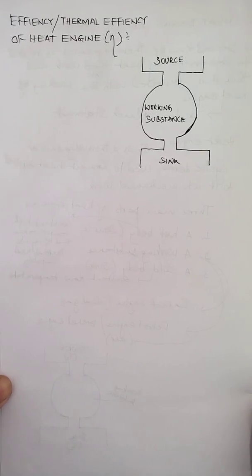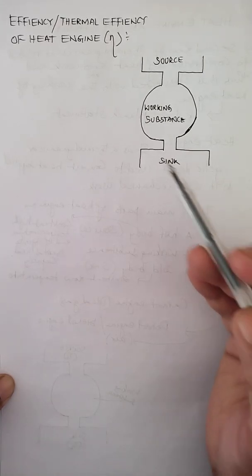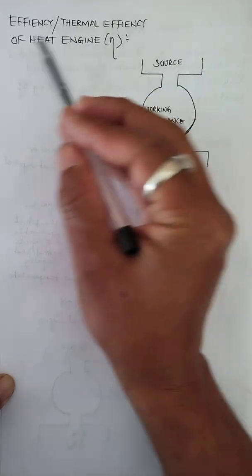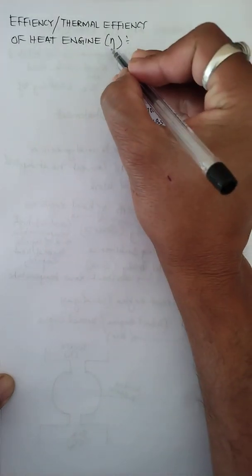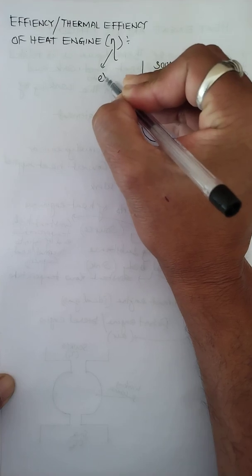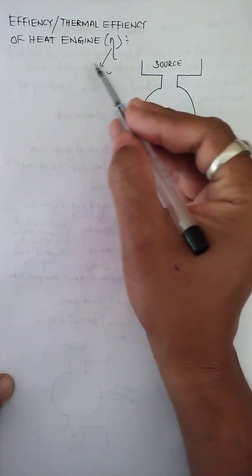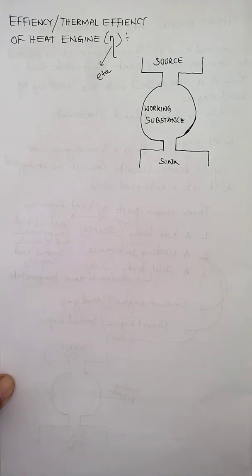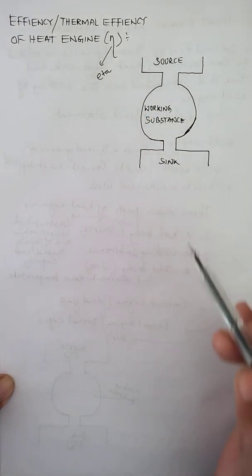Now children, we move to the most important part of this heat engine, in which we basically measure a particular term called efficiency, or simply thermal efficiency of the heat engine. This is symbolized by the letter eta. You have learned this symbol in class 10 also, in one of the chapters called machine, to measure the efficiency.